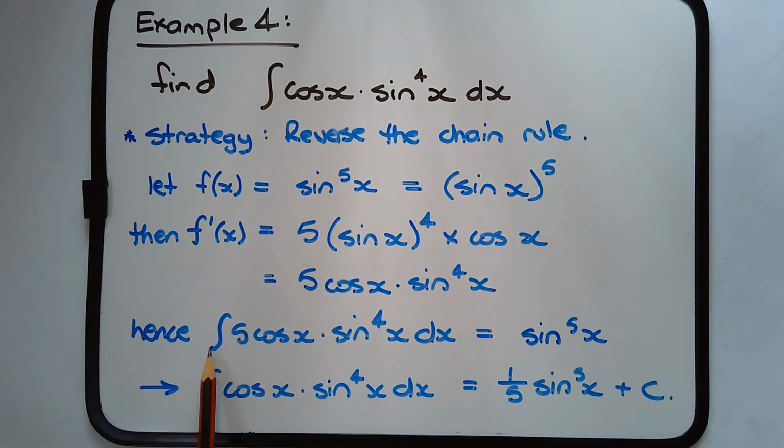Hence, the integral of 5 cos x sine to the power of 4x dx is equal to sine to the power of 5x. Dividing both sides of this equation by 5, we get the integral of cos x times sine to the power of 4x dx is equal to 1 over 5 times sine to the power of 5x plus the constant of integration c.